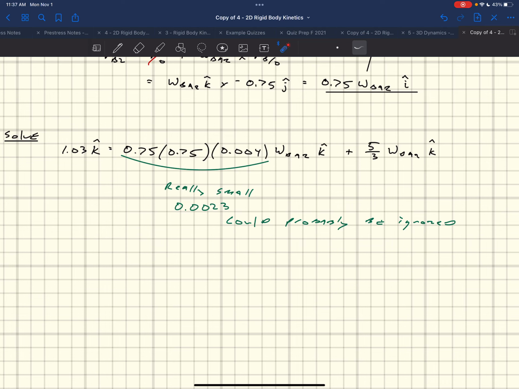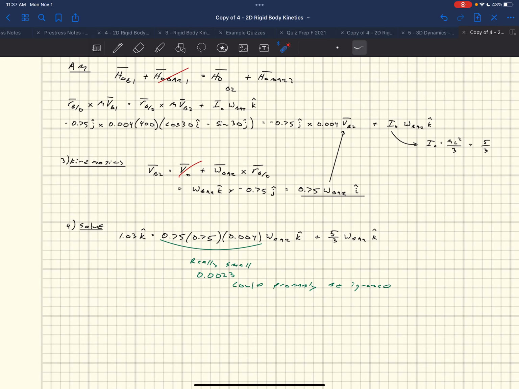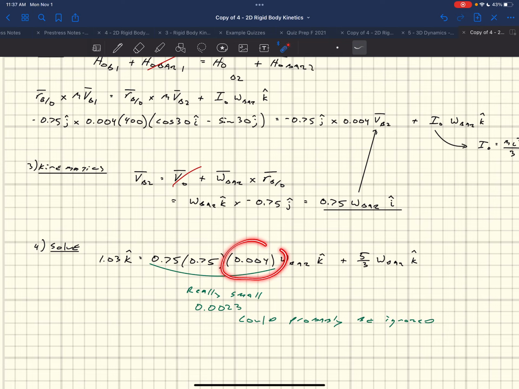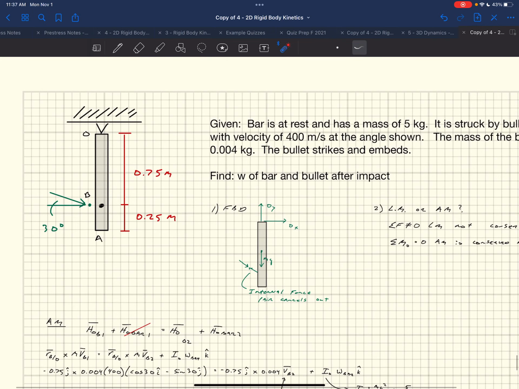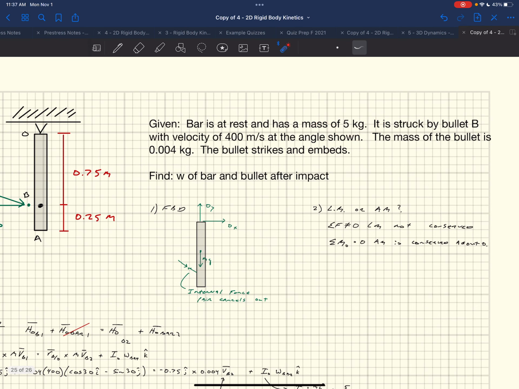Before it hits, it absolutely makes a difference, coming in at 400 meters a second. It's going to slam into that pretty fast. Once it's hit though and embedded, you could probably ignore it because it's just changing things slightly. Or another way to look at it, if you were going to adjust the moment of inertia like we talked about, you've got something that weighs 0.004 trying to affect something that has 5 kilograms. The whole bar is 5 kilograms, and a little teeny bullet weighs 0.004 kilograms. It's embedded in it. Who cares? We'll probably ignore it.